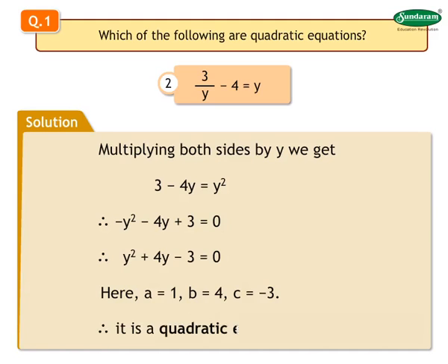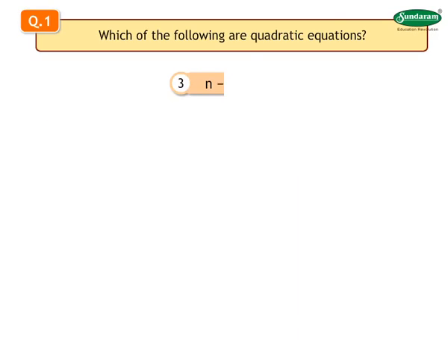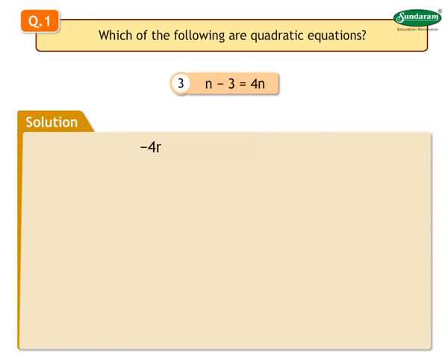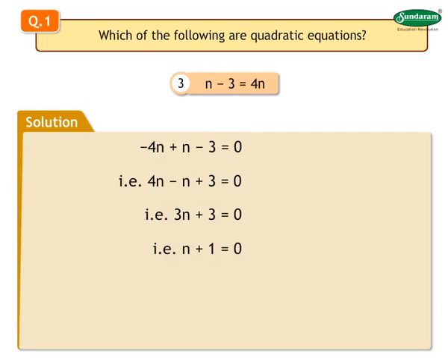So, it is a quadratic equation in variable y. Number 3. n minus 3 is equal to 4n. Solution. Minus 4n plus n minus 3 is equal to 0. That is, 4n minus n plus 3 is equal to 0. That is, 3n plus 3 is equal to 0. That is, n plus 1 is equal to 0.